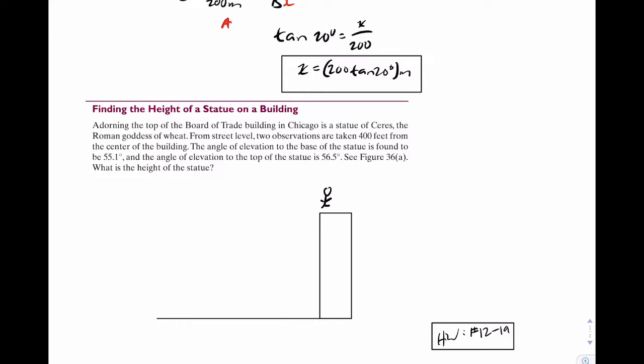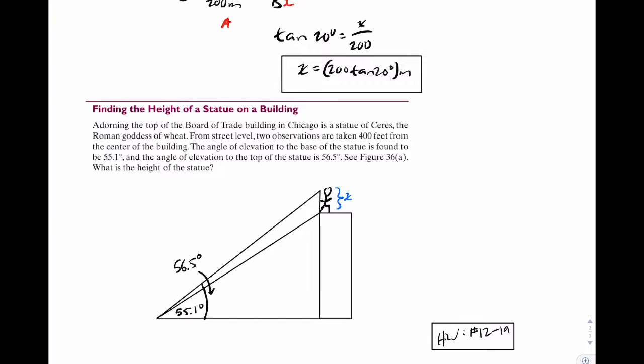So the angle of elevation is the base of the statue. So from the base of the statue, right there, let's just connect a line here. That's going to be 55.1 degrees. And then it says to the height of the statue, which means you got to extend this line. To the height of the statue, that angle is a little bit different. This whole angle is going to be 56.5 degrees. And then it says, what is the height of the statue? So in blue, I'll put that there, looking for X.